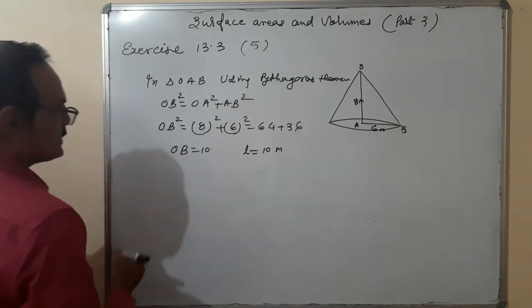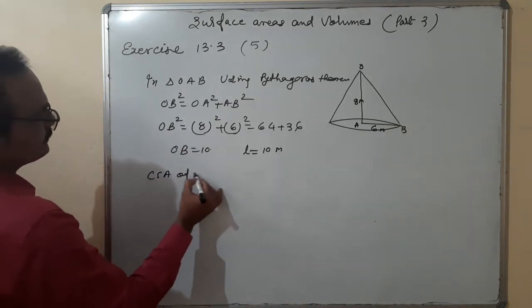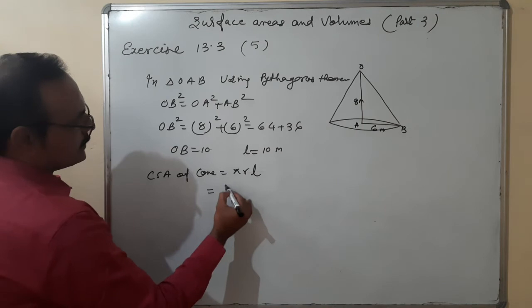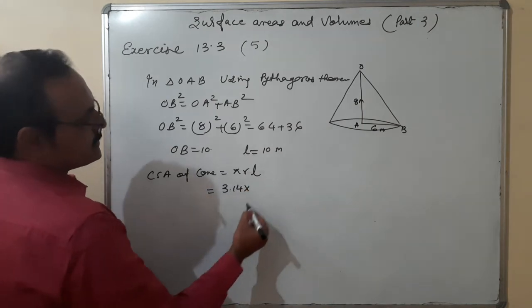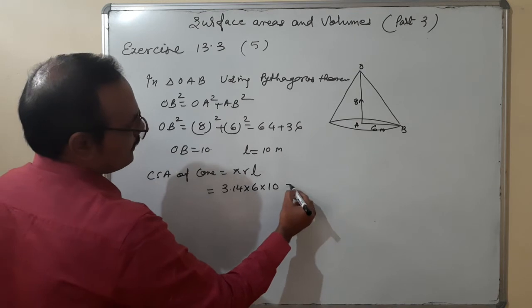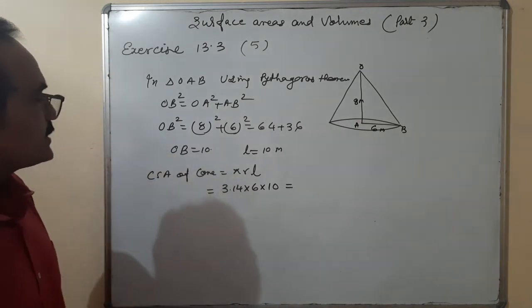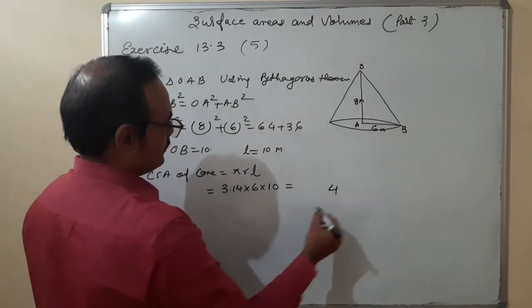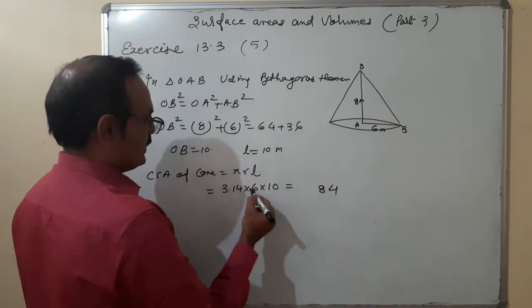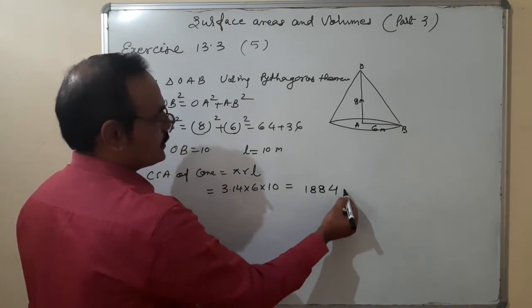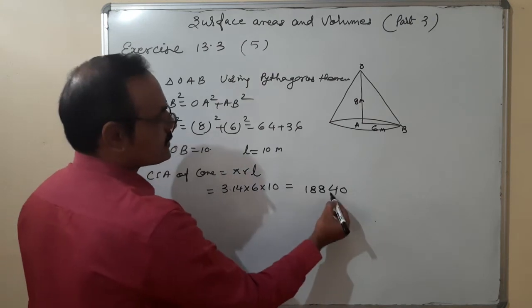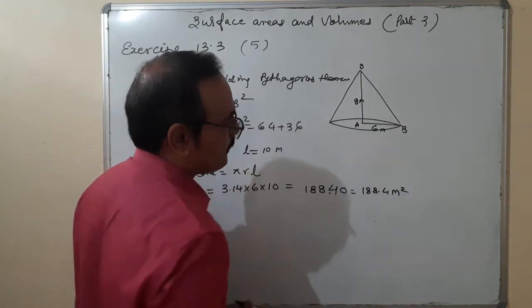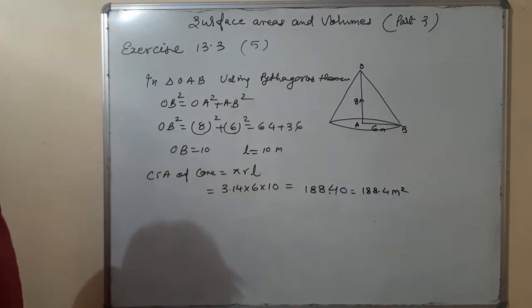CSA of cone is pi r L. So pi 3.14, radius is 6, and slant height is 10. So that means it is coming 6 4 is 24, 6 1 is 6 2 8, and 6 3 is 18, with 1 0. After the decimal there are two places. So I write here 188.4 meter square.